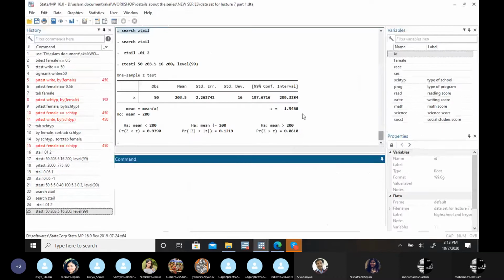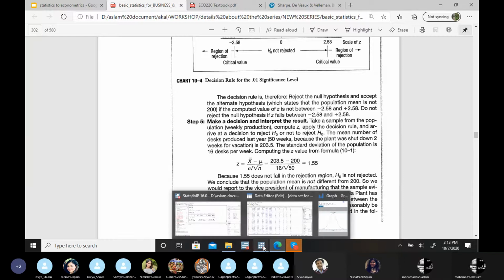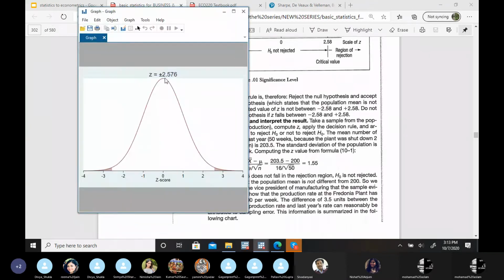our Z value is 1.54. So let's match with this particular textbook example. Yes, it's exactly 1.54. So now we have a critical value. Critical value is 2.576 and our calculated value is 1.54. So this value lies in this acceptance region between the critical values. So we have to accept the null hypothesis.